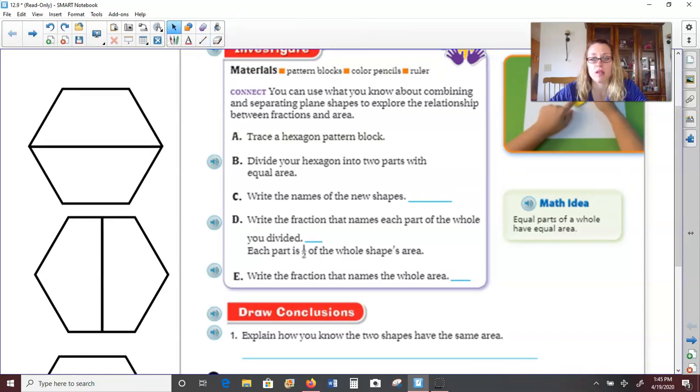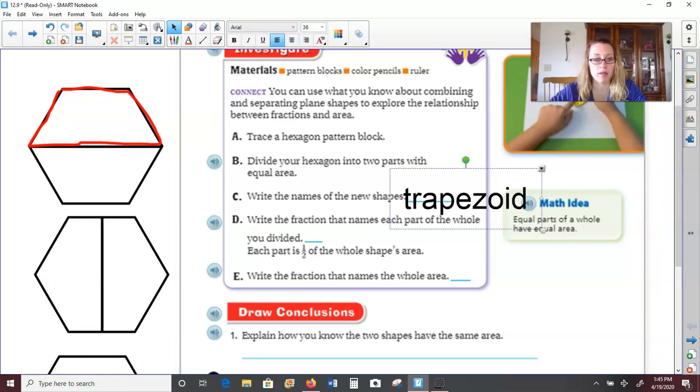So now, though, when we look at each shape that we have just created within our hexagon, we need to write the new name for that shape. So when I look at the first hexagon that I split up, I have four sides. Okay, and I'm just going to trace over in red one of the new shapes that I created. And that shape has four sides, so it would be a quadrilateral. But more specifically, because it has one set of parallel sides, the top and bottom, this would be a trapezoid. So I'm going to type here trapezoid.